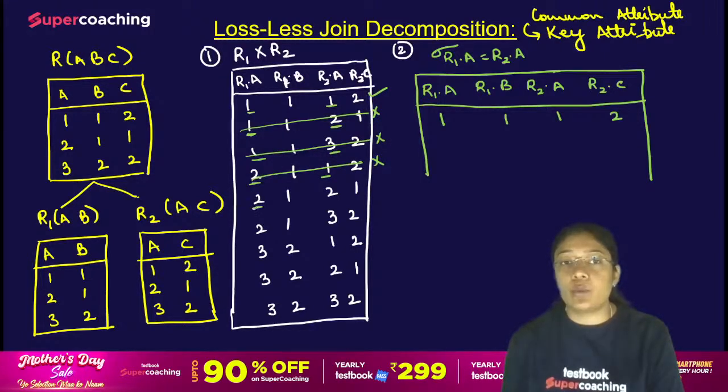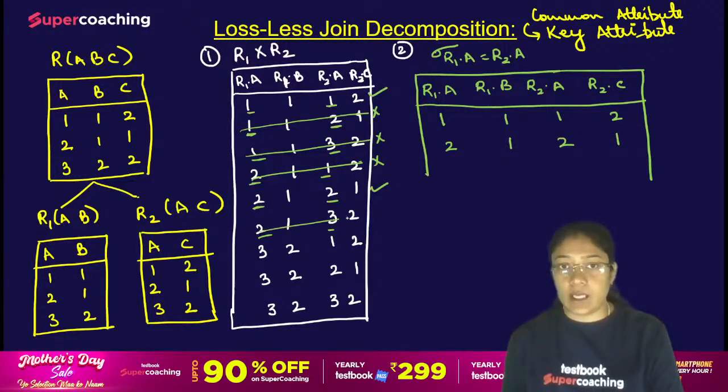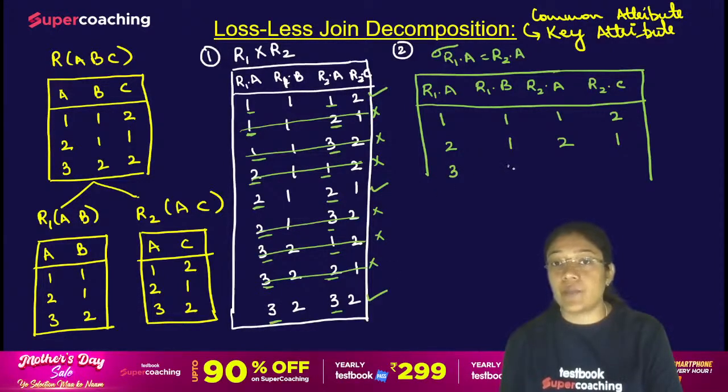So basically what we are looking for is the value of the attribute A. If it is same, then we'll be selecting that. Next one, value of A is not same. Value of A is not same. Value of A is not same. Value of A is same, so this will be taken.